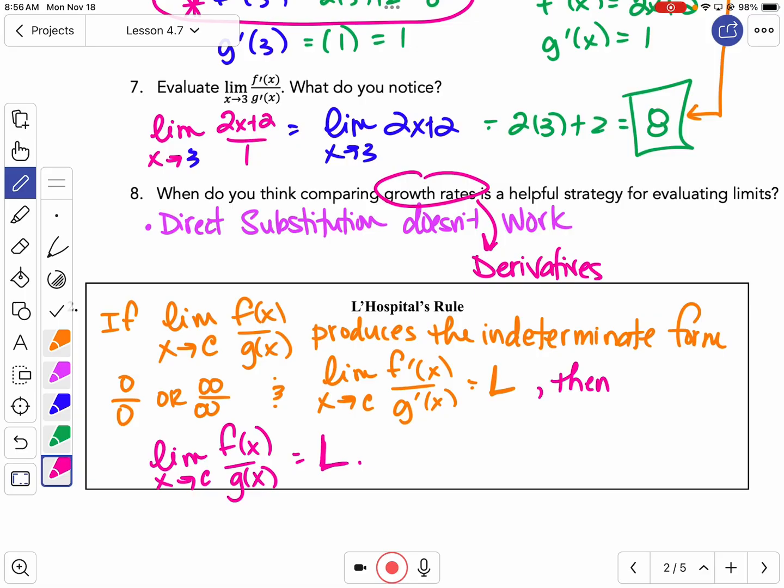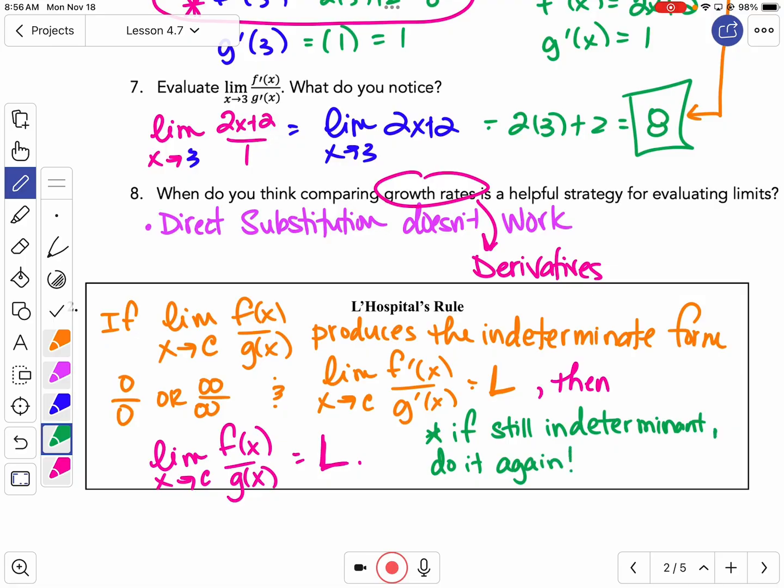So it's kind of nice. It's a repetitive process. So always put a caveat, a little note down here. If our result is still indeterminate in that form, 0 over 0 or infinity over infinity, do it again. Take another derivative until you get to something that's not. And it still works. It's really kind of a beautiful consequence and powerful, to say the least.